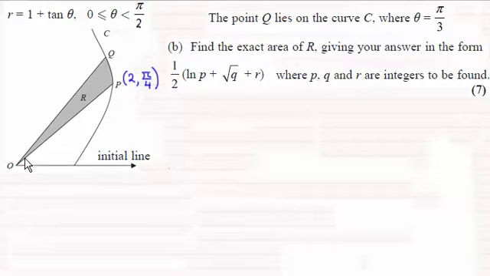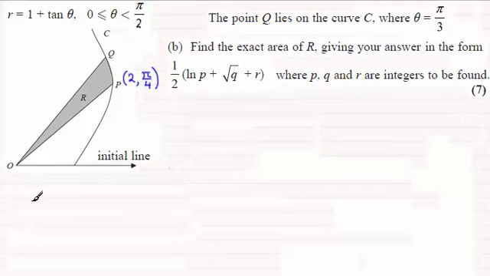So we've got to find this area R then, bounded by the polar curve and the two lines OP and OQ, and we're told that for OQ the angle theta is pi upon 3.